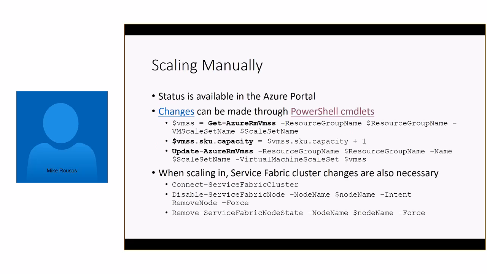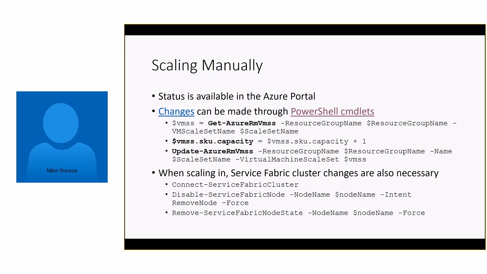Scaling in requires a couple extra steps because when you scale, you're doing it at the VM scale set level. So Service Fabric doesn't have any knowledge of these changes. So there's a couple extra things we want to do here. You want to use the Service Fabric CLI as well. You want to be able to disable the Service Fabric node that's about to be removed so that it can shut down gracefully and services can be migrated away.